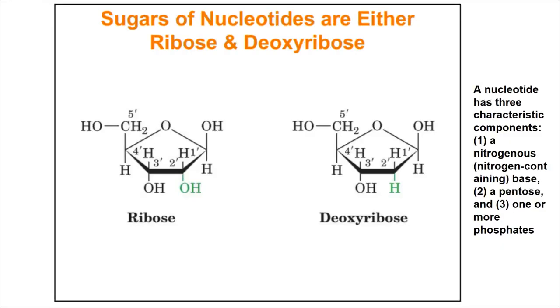And then the second component is the carbohydrate, which is the pentose. Another name for this pentose is ribose. And so when you have ribose, on the second position you have the hydroxyl group. But when the oxygen is removed, then you have what is called a deoxyribose. This is found in DNA, and the ribose is found in RNA.